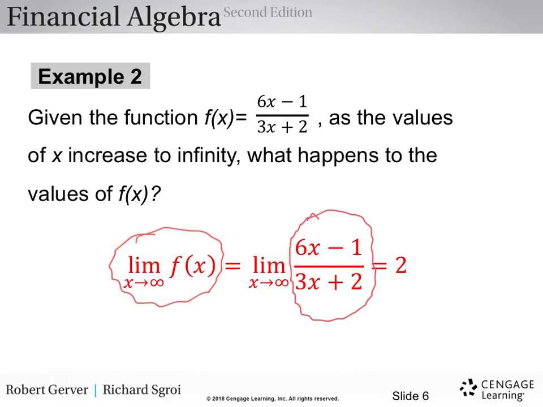As x gets really, really big, subtracting 1 is going to have very little effect. Adding 2 is going to have very little effect. So we can basically ignore those two because they are going to have very little effect on this. Now we've got 6x over 3x. Well, we can cancel the x's, and what are we left with? We're left with 6 over 3. So as x gets really big, we've got 6 over 3, or simply 2.